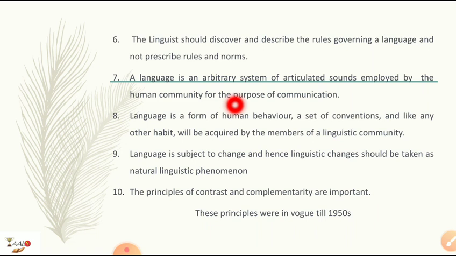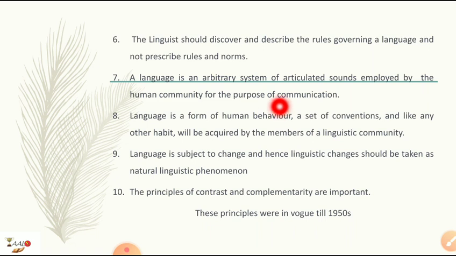Language is a random system, an arbitrary system of articulated sounds, of produced sounds, employed by the human community for the purpose of communication. So they articulate certain sounds, and the sole purpose of articulating these sounds is communication. They need to communicate, and they use language as a medium for that, and they consider language as arbitrary. Any given utterance and any name that we give to a thing is arbitrary. The naming process itself is arbitrary.